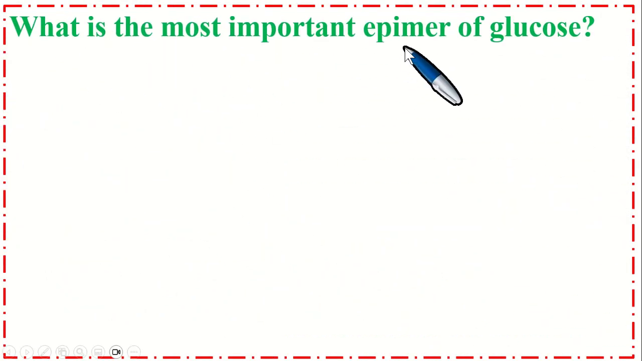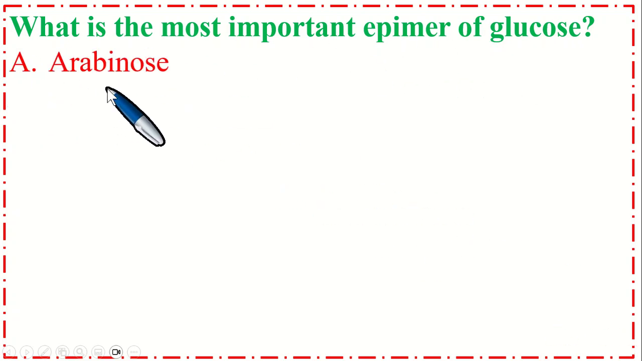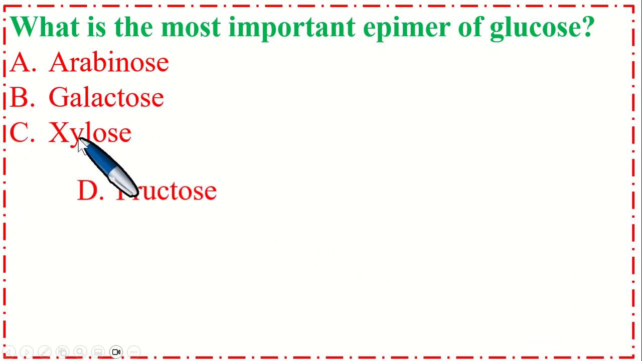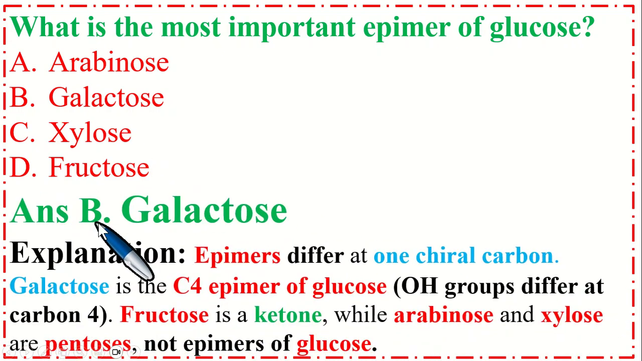What is the most important epimer of glucose? Option A arabinose, B galactose, C xylose, and option D fructose. So the correct option is B, galactose. Epimers differ at one chiral carbon. Galactose is the C4 epimer of glucose, whose hydroxyl group differs at carbon 4. Fructose is a ketone, while arabinose and xylose are pentoses, not epimers of glucose.